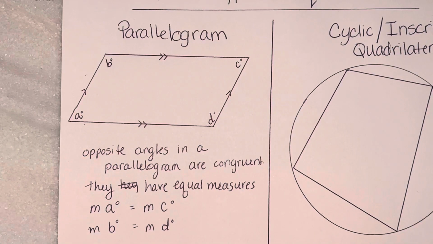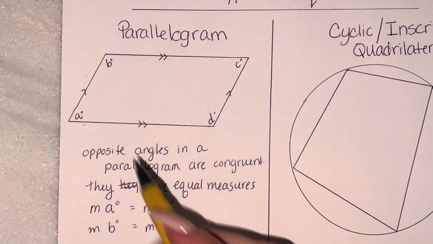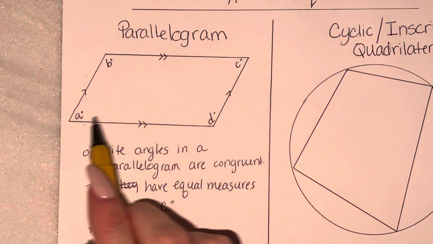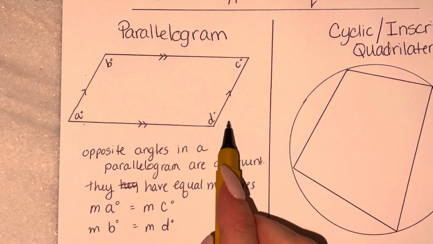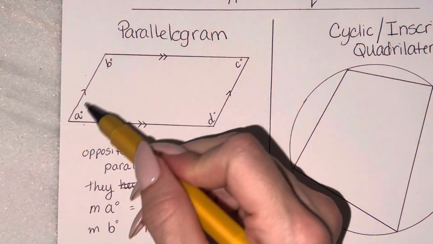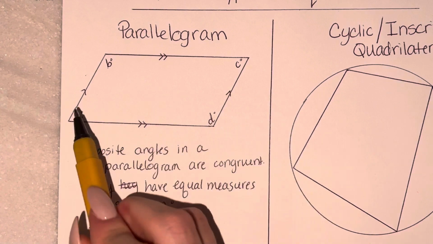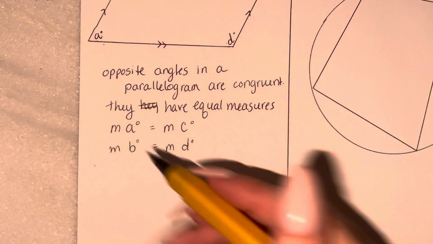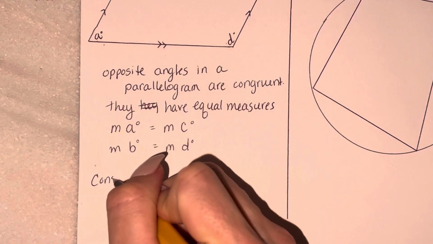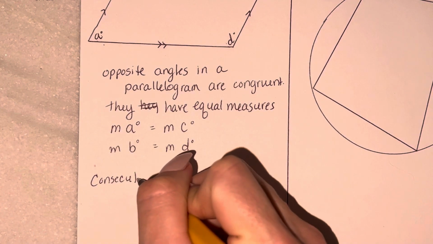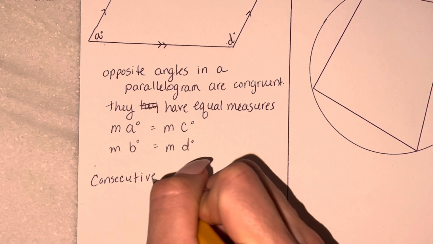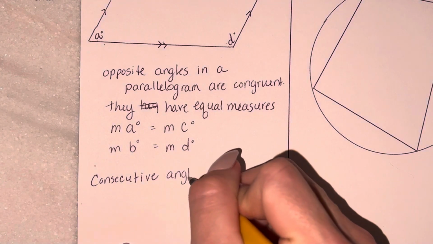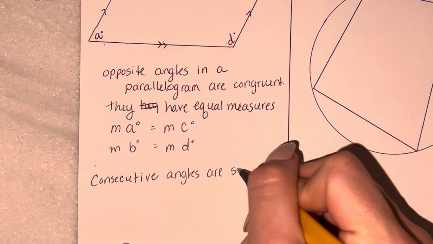Okay, and then the other set of angles that we have are going to be the ones that are on a line together. So like A and D are on the same line together, and A and B are on the same line together. So if they're on the same line together, we actually call them, it's the word consecutive. So consecutive angles are supplementary.